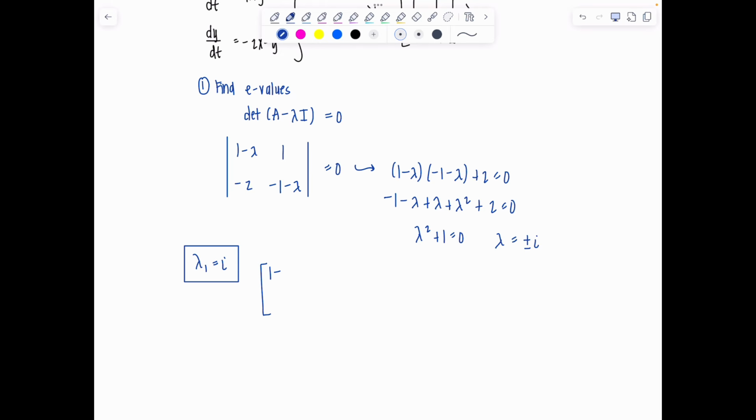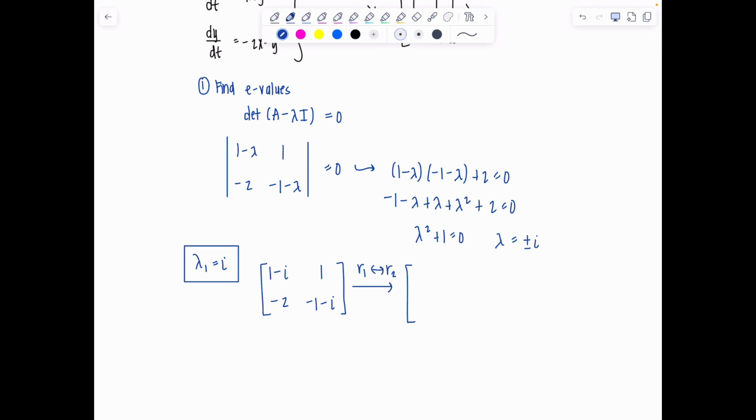So we have 1 minus i, 1, negative 2, negative 1 minus i. So what you do here to get the eigenvector, you want to have a real constant as your pivot in the top left. So since we have that complex number up there, just interchange your two rows. That's always going to be your first move. Otherwise, it's more difficult to get a real number. You'd have to multiply by the complex conjugate. I don't think it's worth doing that. So I'm going to interchange row 1 and row 2.